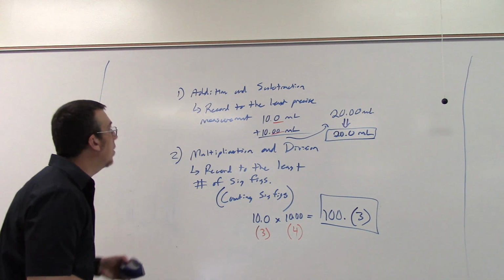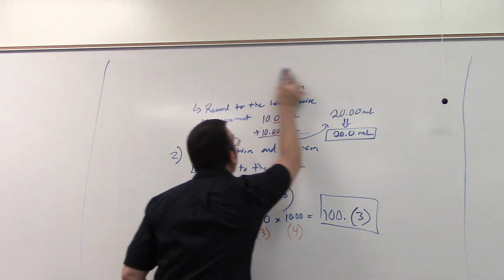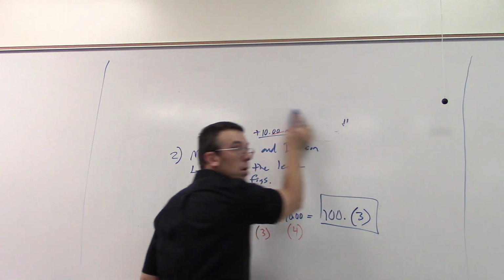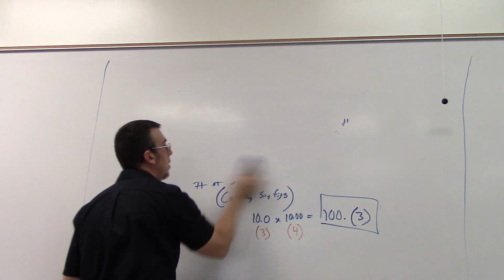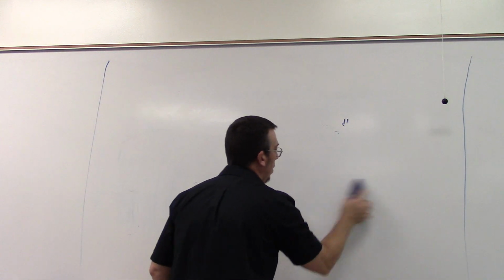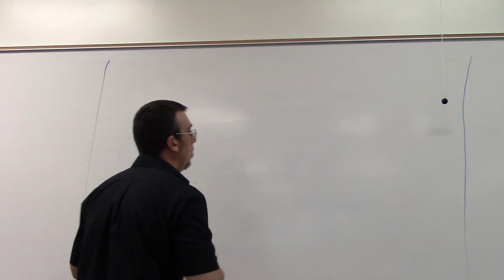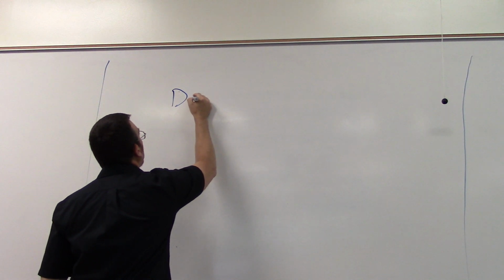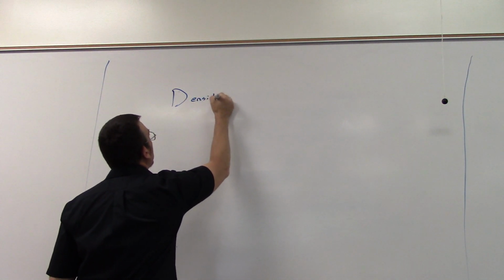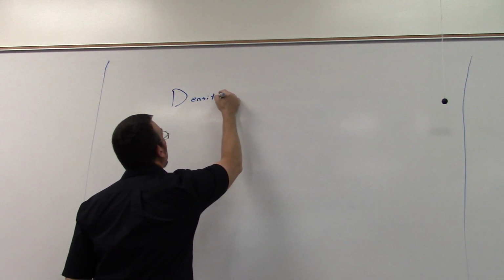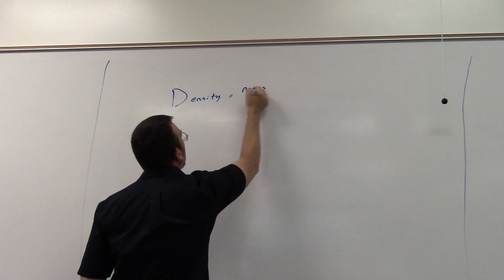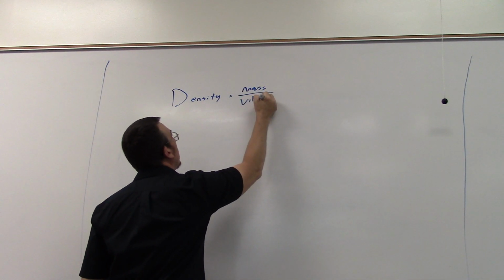Now, the last thing I want to cover in this particular lesson is density, how to calculate density and what density is, and so that's what we're going to do. And so density is equal to mass divided by volume. All right.